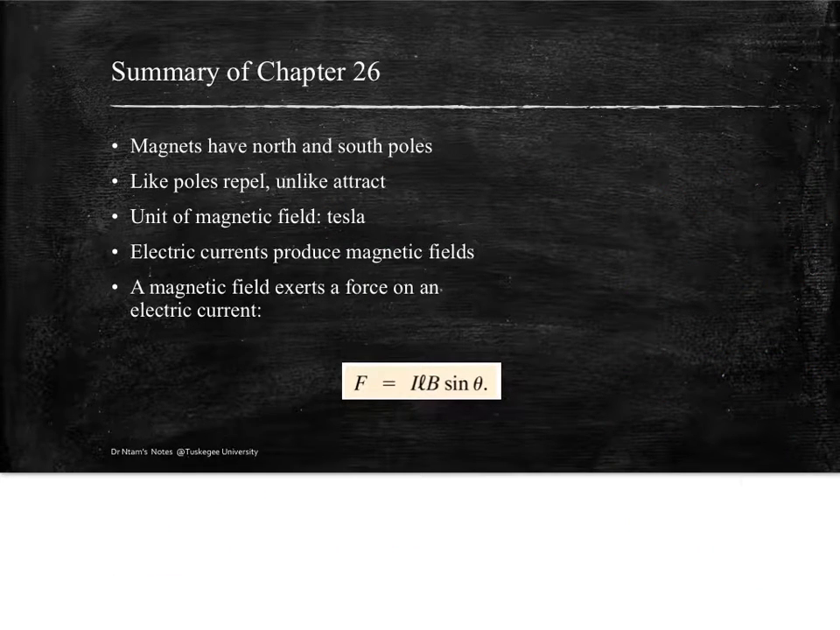So again, the summary: magnets have north and south poles, which always occur in pairs. It's impossible to isolate a north pole from a south pole. If you break a magnet into smaller pieces, then smaller magnets result. Like poles repel, unlike poles attract. The unit of the magnetic field is the Tesla.